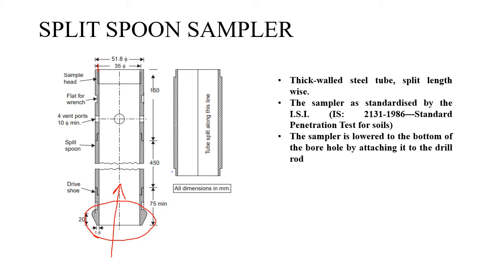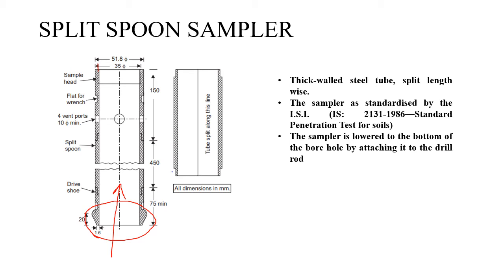Now, these are the specifications of the split spoon sampler. It's a thick-walled steel tube which is split lengthwise. After collecting the sample, you can split this whole thing lengthwise, like cutting a tube into two halves longitudinally, and then you can recover the sample. The sampler is also standardized by the ISI. As I said, this sampler will be connected to your drill rod, and it will be penetrated into the soil by the blows of the hammer applied.